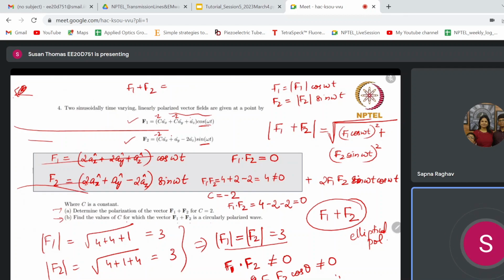Now the second condition. Is the magnitude of F1 and F2 equal to 3? The magnitude of F1 in this case will be 2 square 4 plus 4 plus 1, so root 9, that is equal to 3. Again the magnitude of F2, 2 square 4 plus 1 plus 4, again root 9, it is 3. So the magnitudes are equal, and F1 dot F2 is 0. Then it becomes a circularly polarized wave. So the value of C for which it becomes circularly polarized is C equal to minus 2.